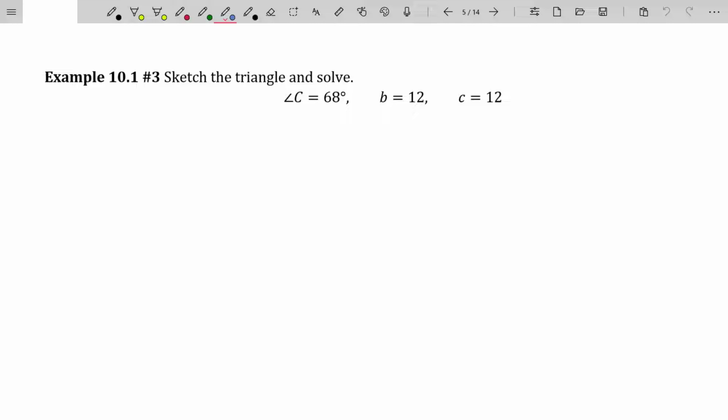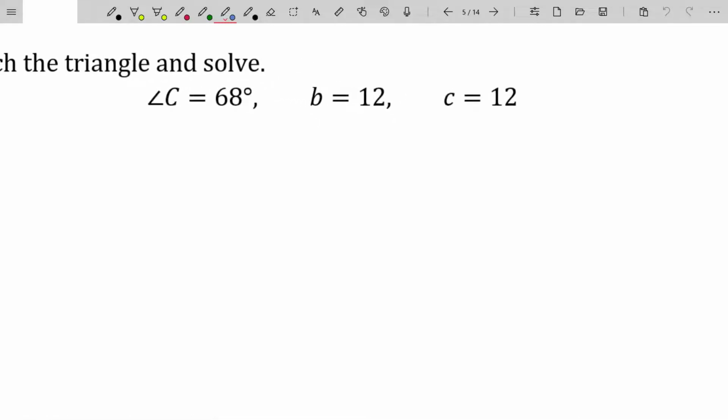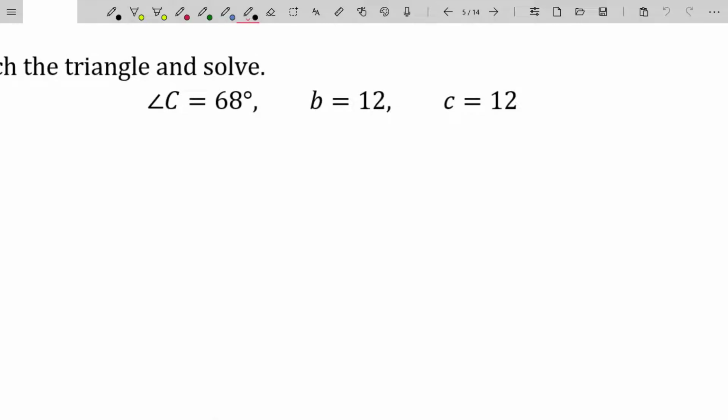So solve the triangle, or sketch and solve, right? Even if I don't know it's the ambiguous case, I still just draw out a table. Angle A, we don't know that. Angle B, we don't know that. Angle C, we do know. That's 68 degrees. Side A, we don't know that. Side B, that's length 12. And side C, that is also of length 12.